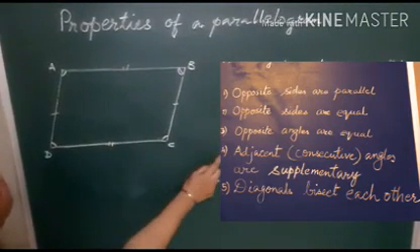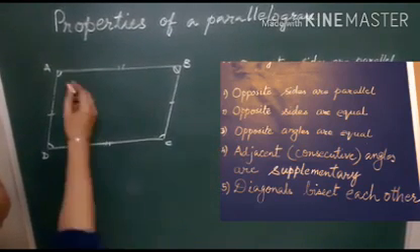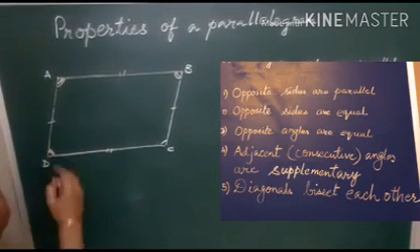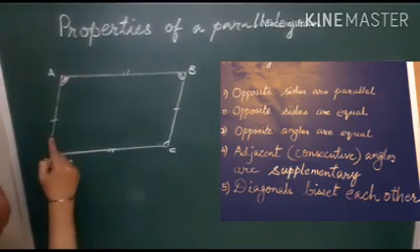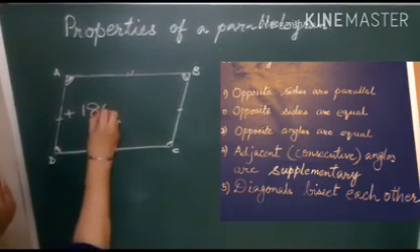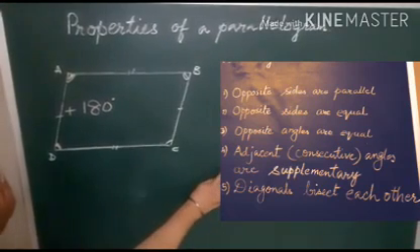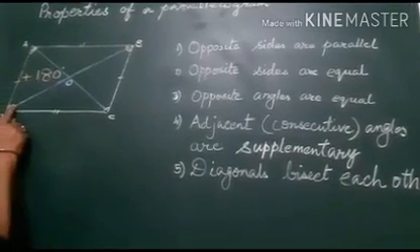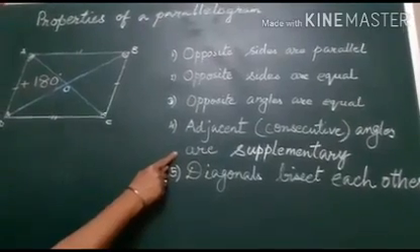Fourth property is again about the angles. Adjacent or consecutive angles are the neighboring angles, like angle A and angle D. When we add these two angles, their sum is always 180 degrees. Means they are supplementary. So adjacent angles are supplementary. The sum of these two consecutive angles is 180, which means these angles are supplementary.